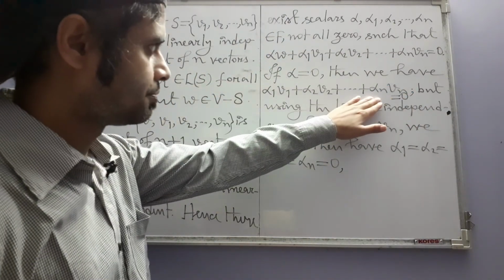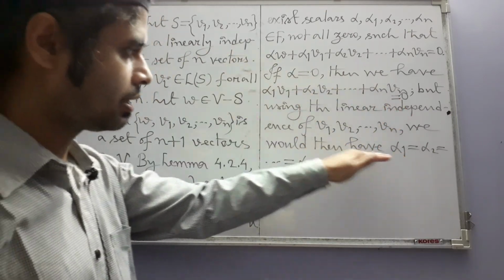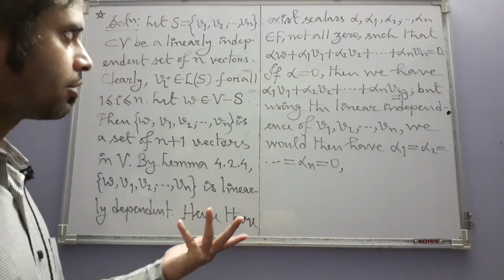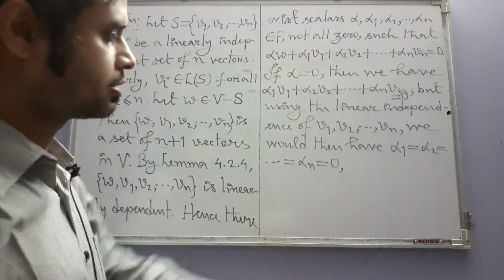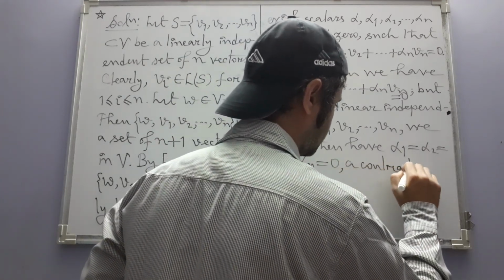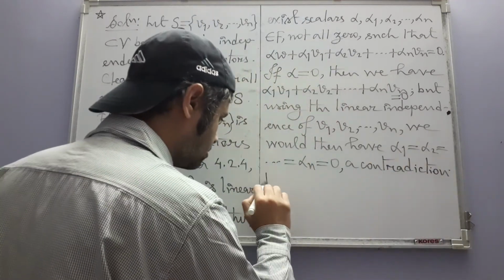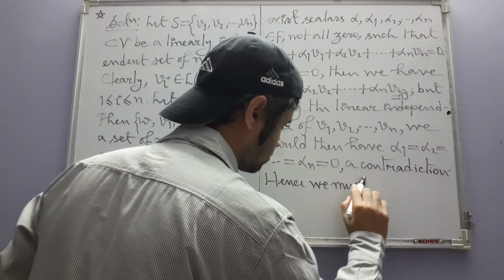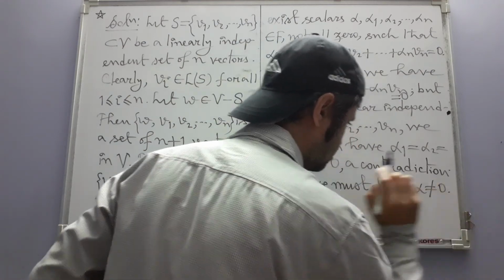Then we have this, and because these Vi's are linearly independent, we would then have all the alphas also 0, but then all the scalars are 0, which is not true according to our hypothesis, all of them are not simultaneously 0, a contradiction. Hence, we must have alpha not equal to 0.